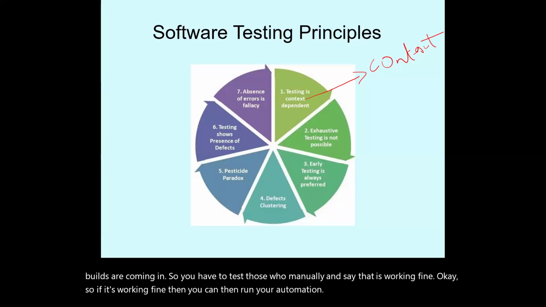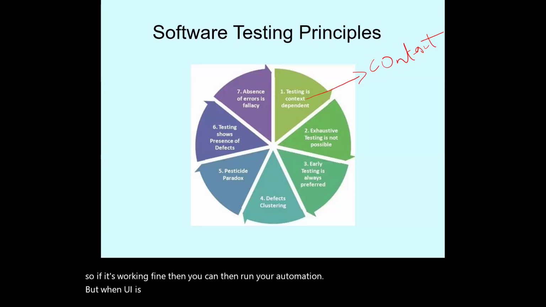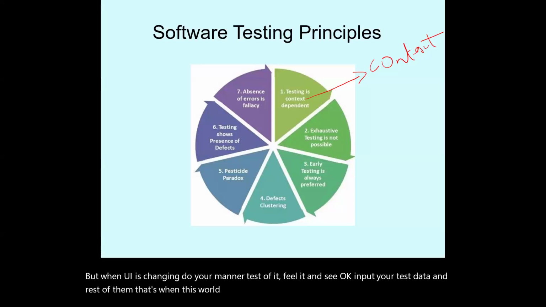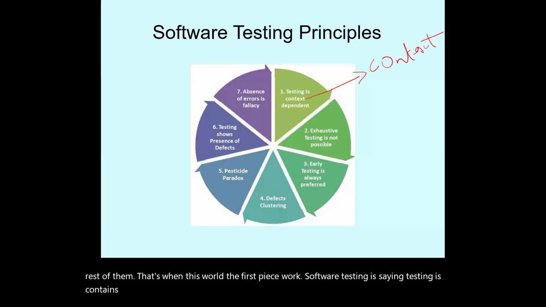But when the UI is changing, do your manual test of it, fail it and see. Input your test data and the rest of them. That's what the first principle of software testing is saying: testing is context dependent. You should know the context of what you are testing and the type of testing that is involved. Okay.